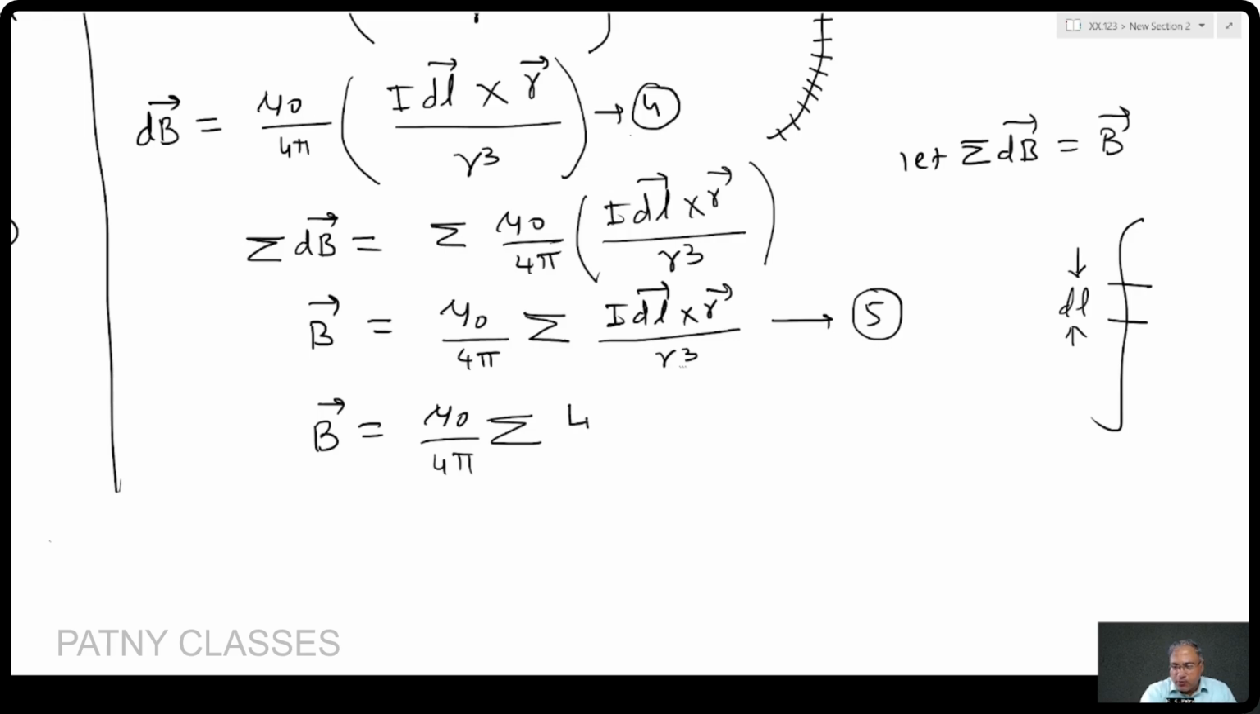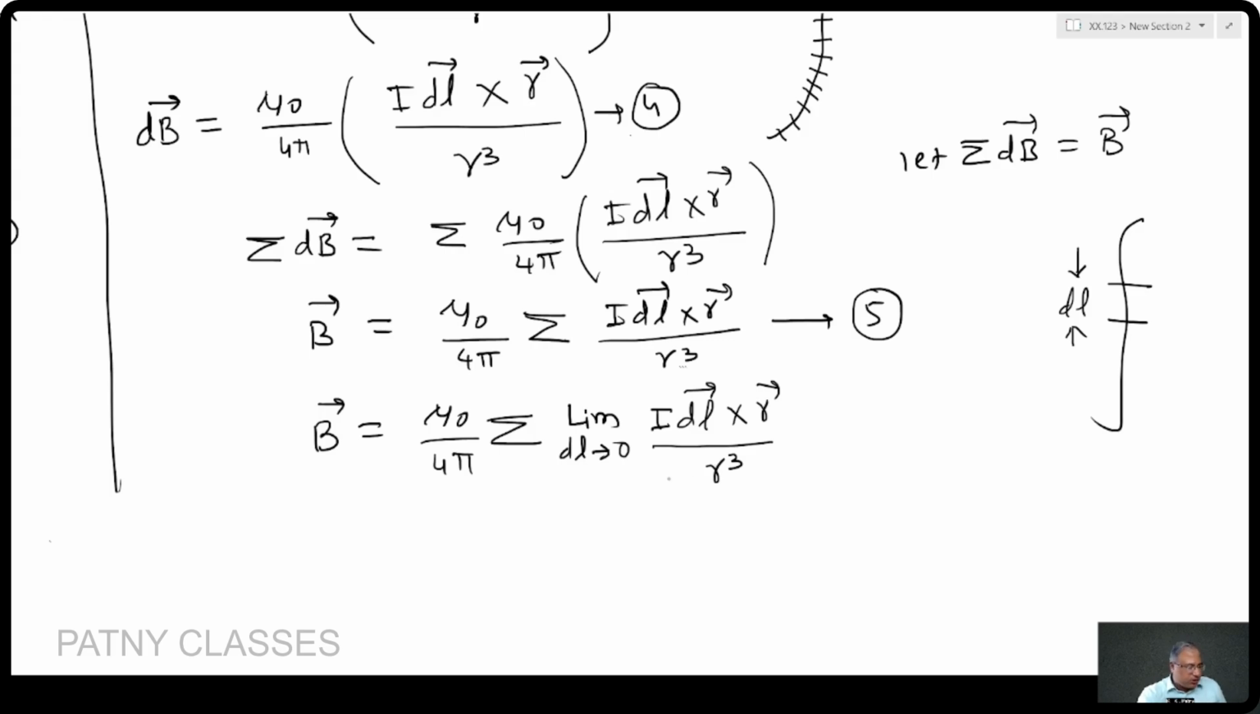To mention that, what do you do? Limit dl tending to 0. Now equation 5 becomes perfect. By using this expression, we can find out the resultant magnetic field due to the entire wire, entire conductor. So that is vector B equals mu naught upon 4 pi summation, limit dl tending to 0, I dl cross r upon r cube.